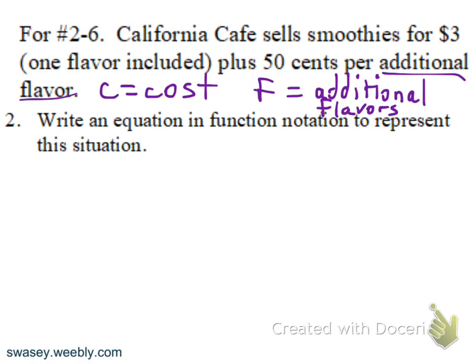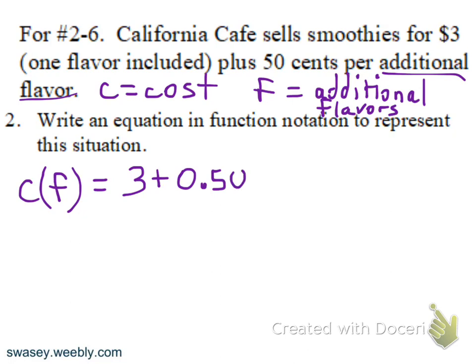All right. Number of additional flavors is the independent variable, so it needs to go in parentheses in this function notation. So cost is a function of the number of flavors, and it's equal to $3 plus 50 cents times the number of additional flavors.